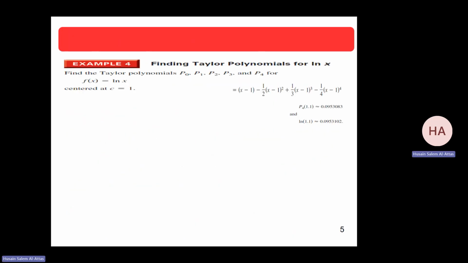Okay. Find the Taylor polynomial for this one. P0, P1, P2, P3 for which function? Ln x. Okay, so this is my function, ln x. What is f prime? 1 over x. What is f double prime? Minus 1 over x squared. What is the third derivative? Minus 2 over x cubed. Fourth derivative, because I need P4. So I need the fourth derivative, which will be what?